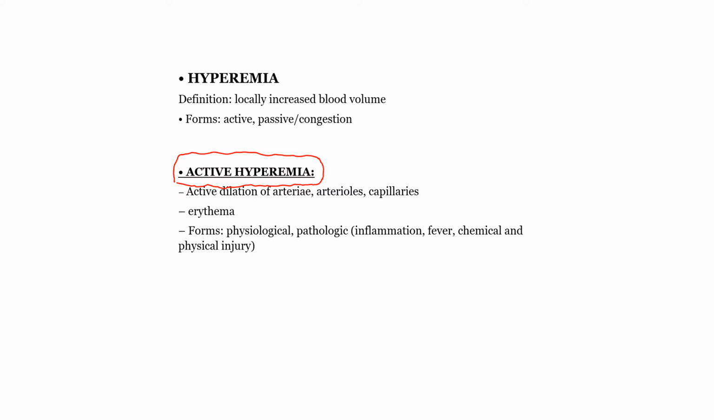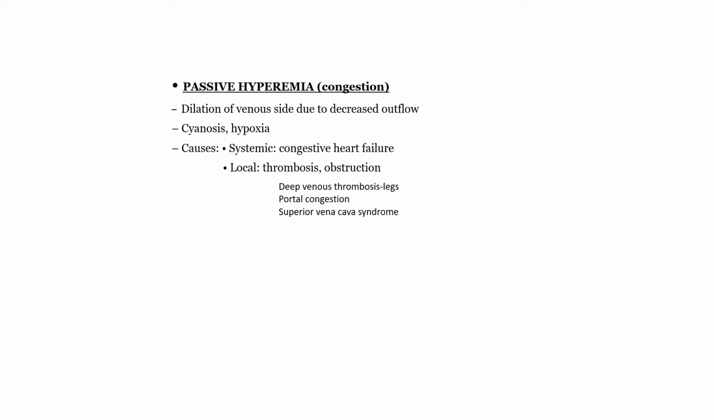So this is accumulation of oxygenated blood within the vascular spaces, not outside the vascular spaces. Blood oozing outside the vascular spaces is bleeding, nazif. But hyperemia is accumulation of blood within the vascular spaces. So active hyperemia is accumulation of oxygenated blood. Passive hyperemia, or congestion, is accumulation of deoxygenated blood.